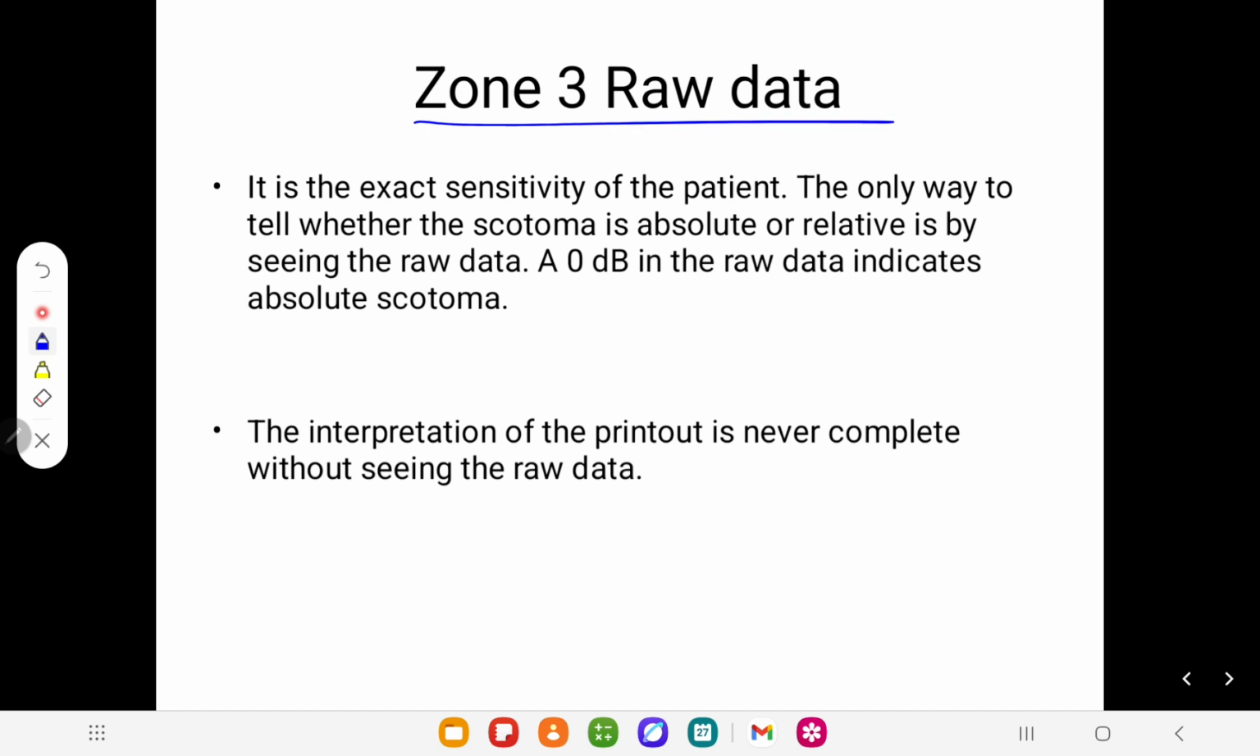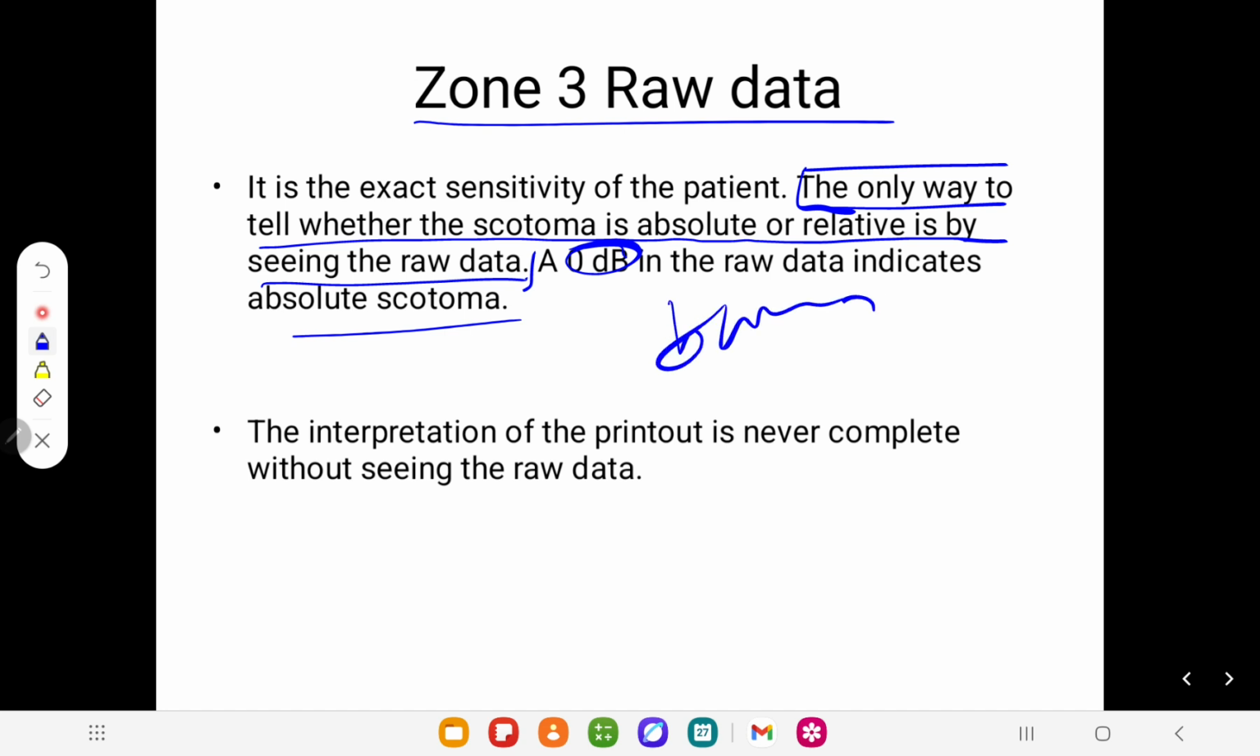Zone 3, raw data. It is the exact sensitivity of the patient. The only way to tell whether the scotoma is absolute or relative is by seeing the raw data. A 0 decibel in the raw data indicates an absolute scotoma, and that's always there in the 30-2 and 24-2 tests. What is that? It's basically the blind spot, isn't it? In case of the blind spot, it is always 0 decibel, which is approximately 15 degrees temporal and slightly lower.